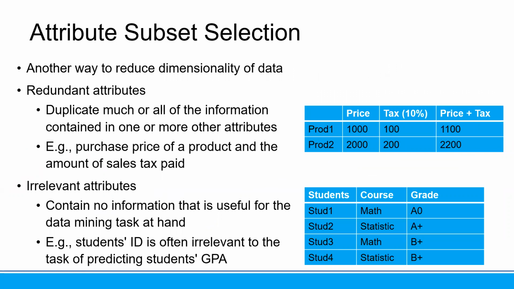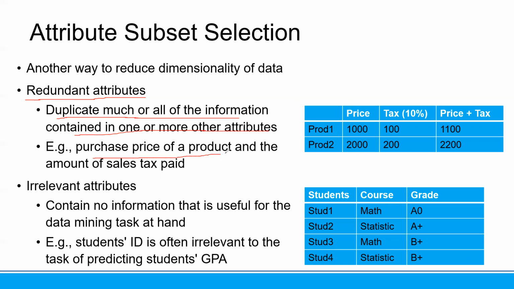Attribute subset selection. So this is another way to reduce the dimensionality of the data. Let's say I have redundant attributes. We already learned in the previous PowerPoint that there are some redundant attributes. How can we know that it is redundant? First, we need to find the correlation, or we can check the covariance. In this case, I would like to show you a very simple example. We can see the duplicate data, where one attribute duplicates some or all of the information contained in one or more other attributes.